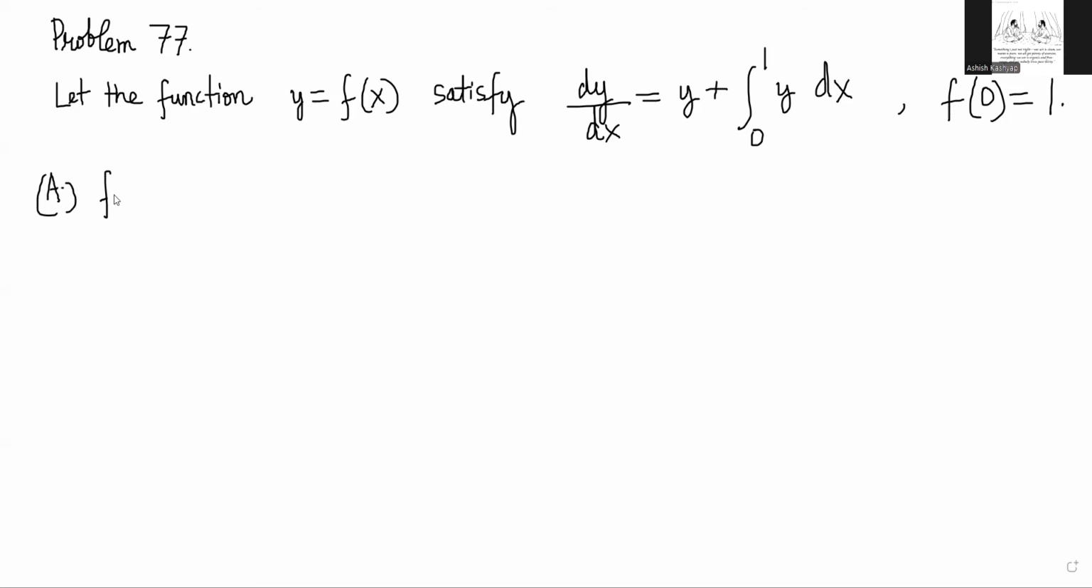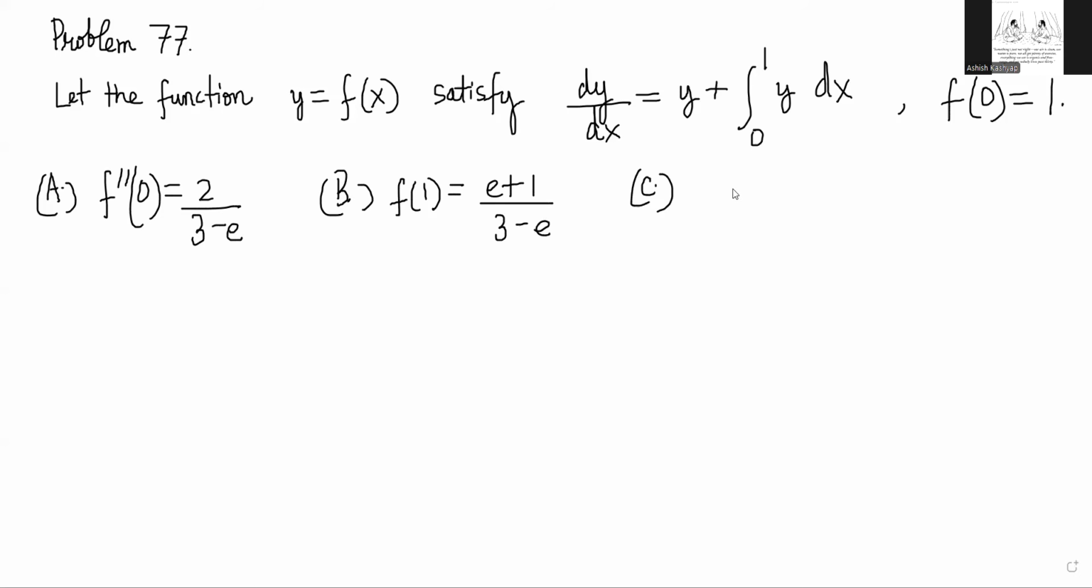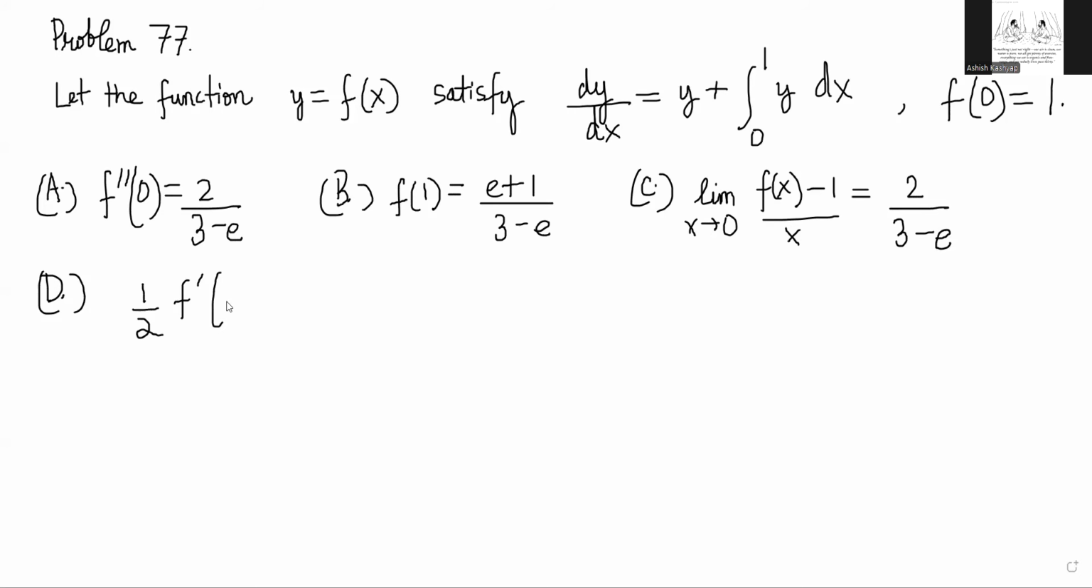Option A is f double dash 0 is 2 by 3 minus e. Option B is f of 1 is e plus 1 by 3 minus e. Option C is limit x tends to 0, f of x minus 1 by x is equal to 2 by 3 minus e. And option D says half of f dash of ln of 3 minus e is equal to 1. So let's think about how we will solve this question.